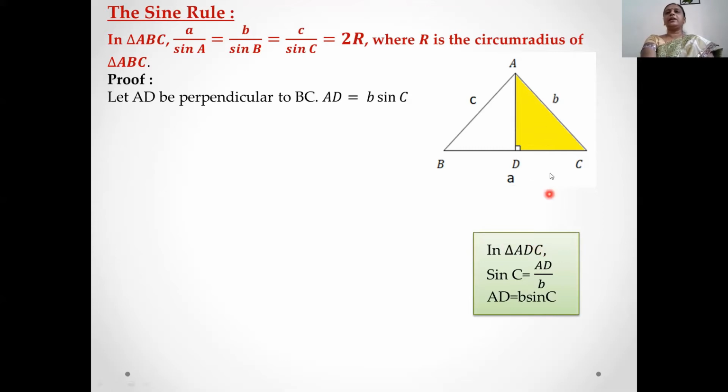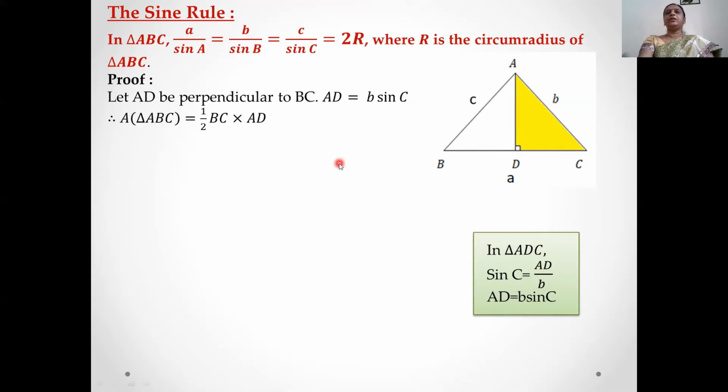In this triangle ADC, what is sine C by our trigonometry? Sine C means opposite side divided by hypotenuse. Opposite side is AD, hypotenuse is b. Therefore, sine C will be AD divided by b. And in this way, we got the value of AD is equal to b sine C.